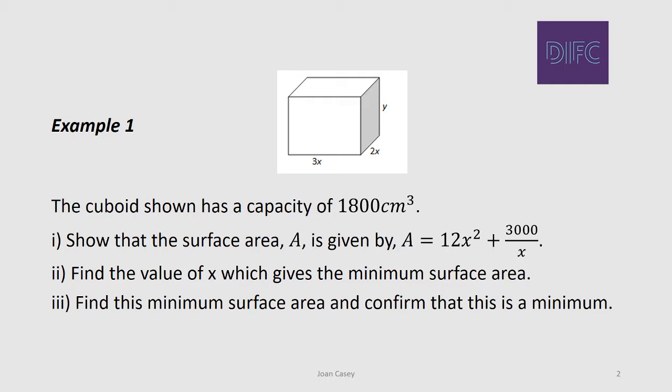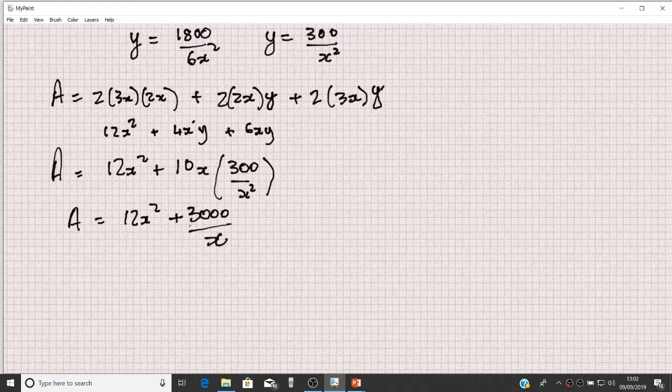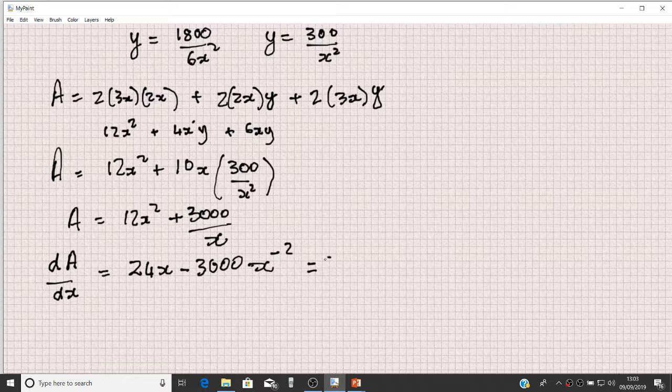Now the second part is to find the value of x, which gives the minimum surface area. So we're looking for the value of x for minimum. So if it's a minimum, we get the first derivative of A with respect to x. dA/dx equals 24x. Now this is 3000x to the power minus 1 becomes minus 3000x to the power of minus 2. And we can set that to 0 and solve for x. That should give us the value of x such that it is a minimum.